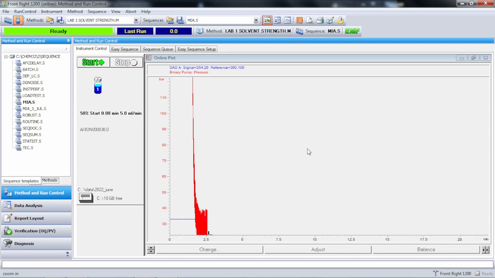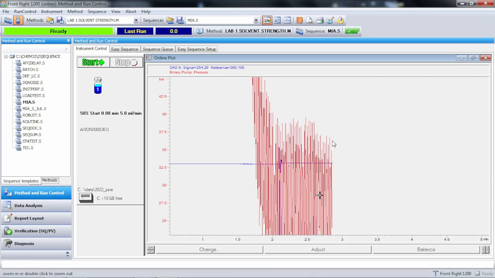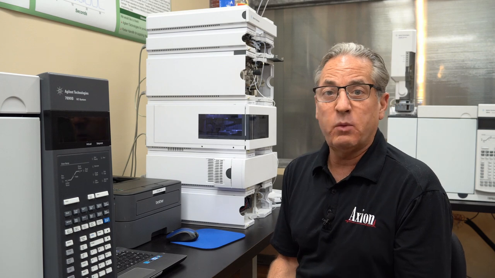First of all, if you look at the screen here, you could see what I'm plotting here in red is the pressure. Now, the pressure should be really constant, should be pretty flat. Remember, we call that the pressure ripple. It should be less than 2%. And here I'm seeing the pressure jumping from 20 to 37. So clearly there's something not quite right with the instrument.